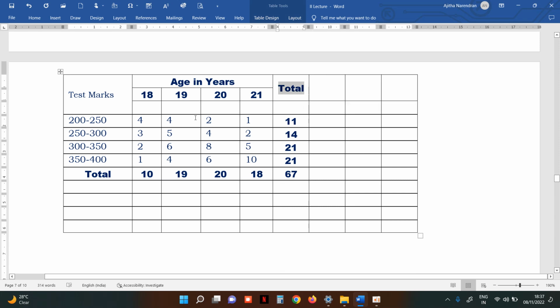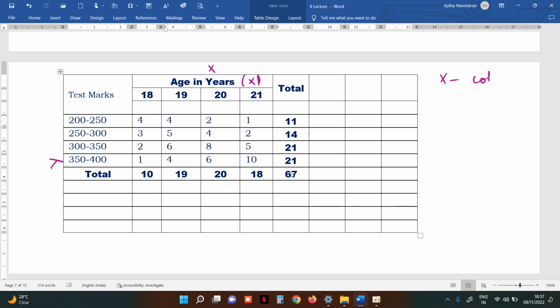Wherever we are using total, here what you have to do is the same sum I have just pasted. Here, this is what? This is your x variable, and this will be your y variable. Okay, x is shown in columns and y is shown in rows. So this portion is your Y, and this portion is your X.